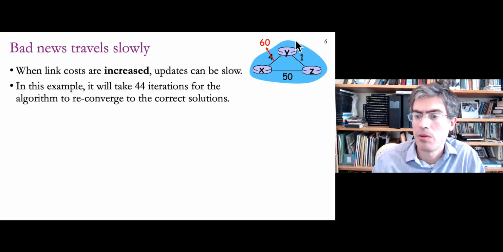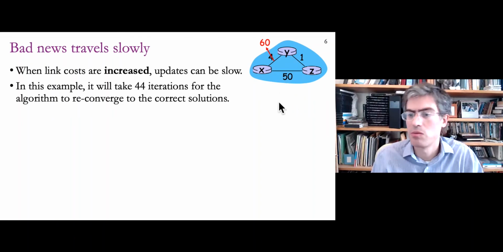So in this example, it might take 44 iterations for the algorithm to reconverge to the correct solution. Lots of back and forth, even though there's just one change. I'm not sure where that number 44 comes from. But I'll show you an example of this particular example in a second.